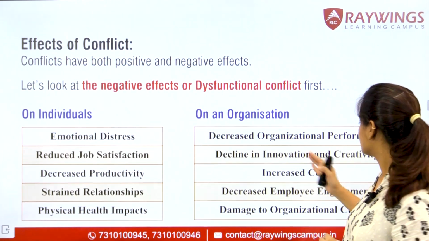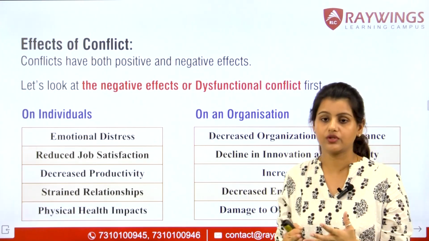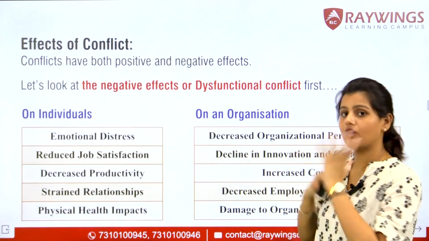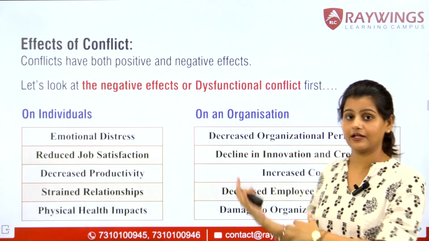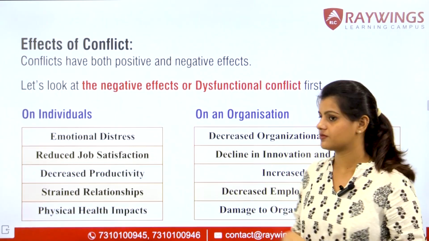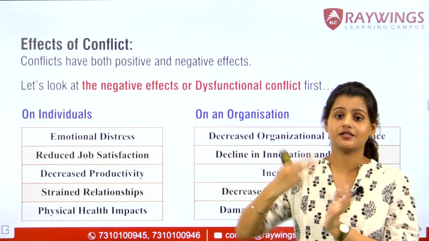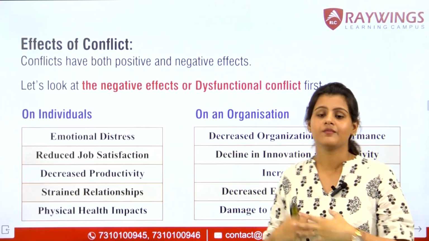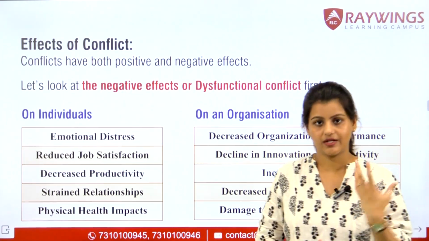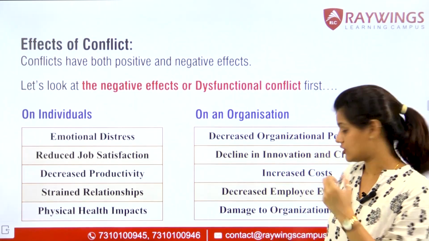Also, decline in innovation and creativity, because people will be so upset, they will not be able to focus on their work and give their 100% there, and that will affect the organization, and it will definitely decline the innovation and creativity within the organization. Then increased cost. Maybe people will start sitting in a different office, in a different department. They will look for different alternatives to not face the person with whom they have had a conflict. These kinds of things lead to increased cost.